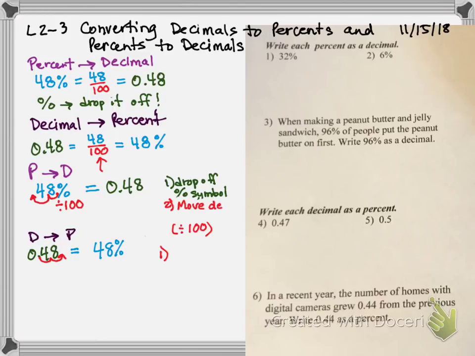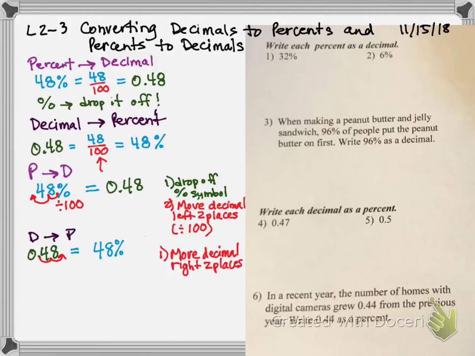Move decimal left 2 places. And over here, we're going to say for the first step would be to move decimal right 2 places.